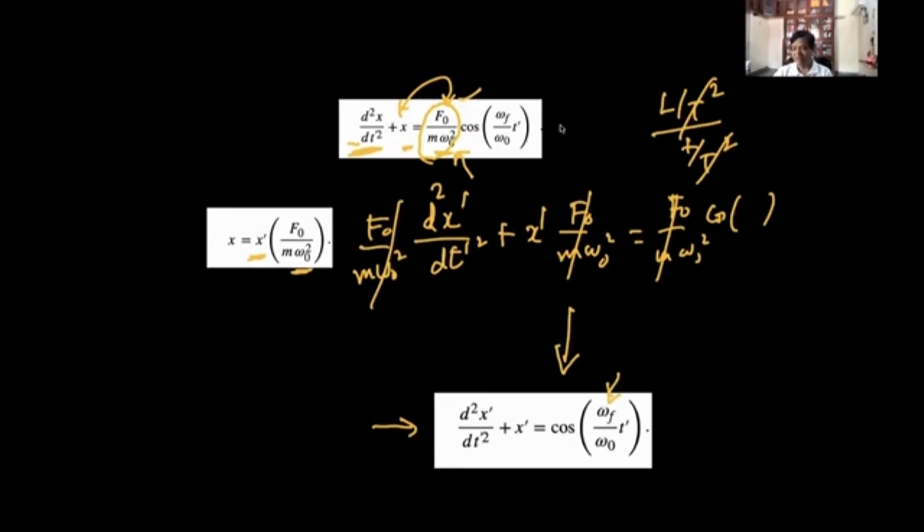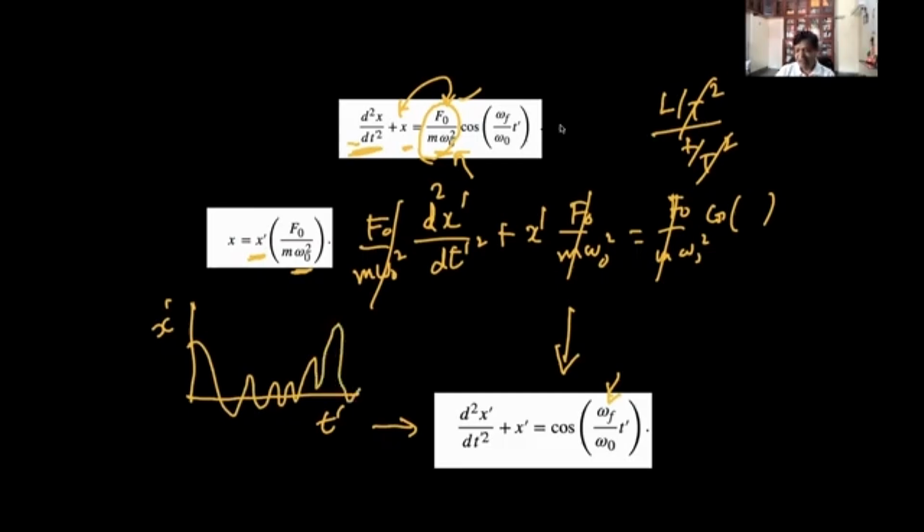Now I solve this equation. You can do it analytically, it's straightforward, an inhomogeneous differential equation. Or you can also solve this on a computer. On a computer, I solve the differential equation, which I'm going to discuss later in the course. Then plot x prime. The y-axis will be x prime, the x-axis will be t prime, and we plot. It depends on omega f by omega naught, so it could be some function like that.